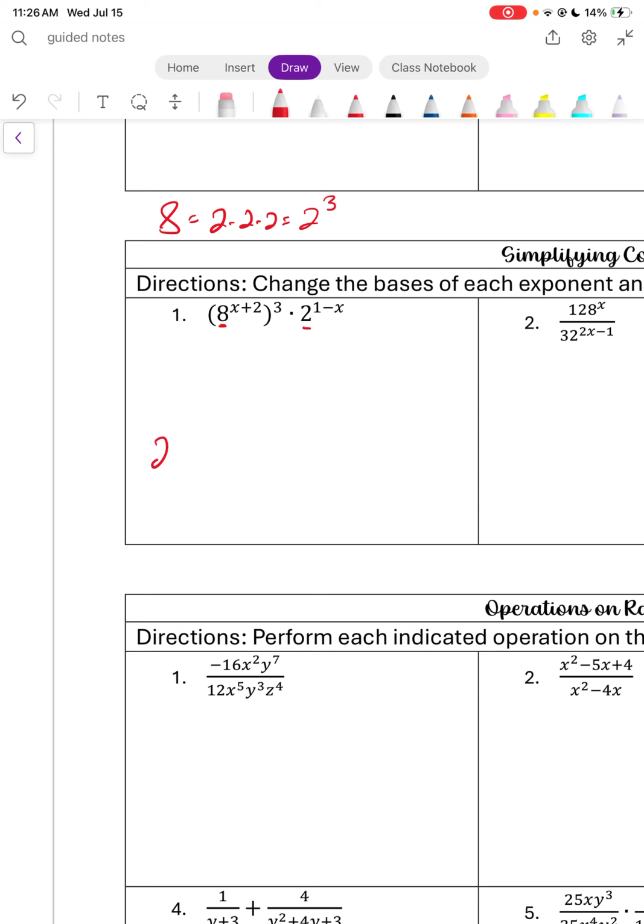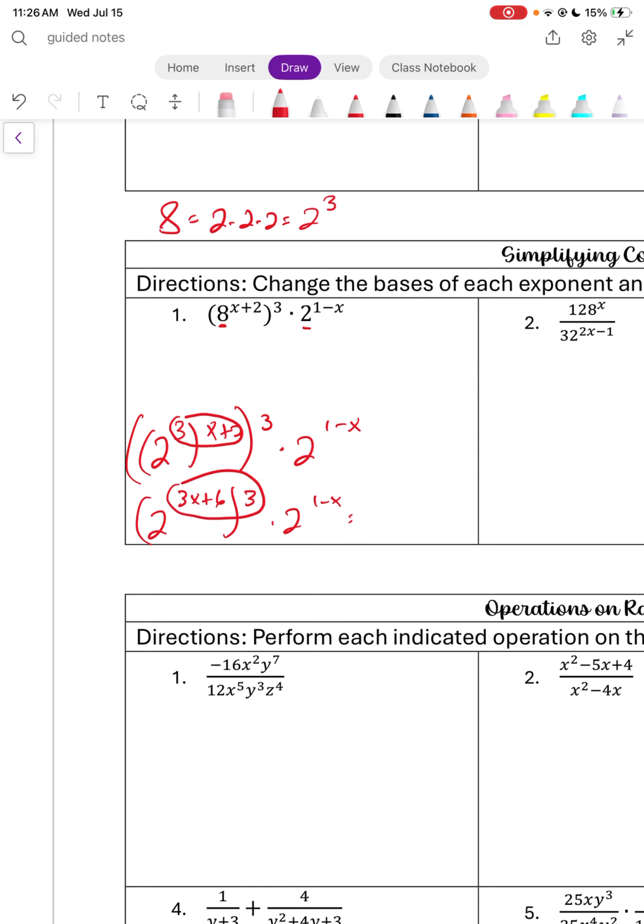So I'm going to do 2 to the third power, and that thing is raised to the x plus 2 power, and all of that is being raised to the third power, times 2 to the 1 minus x. Powers to powers, quick reminder, you multiply. So we're going to multiply 3 times, that'd be 2 to the 3x plus 6. You do have to distribute that, and that's to the third power, times 2 to the 1 minus x power. That's going to be power to power again, you multiply, that'll be 2 to the 9x plus 18 times 2 to the 1 minus x.